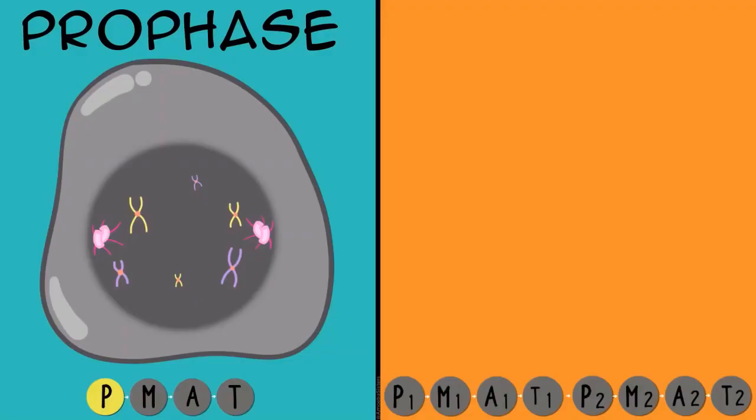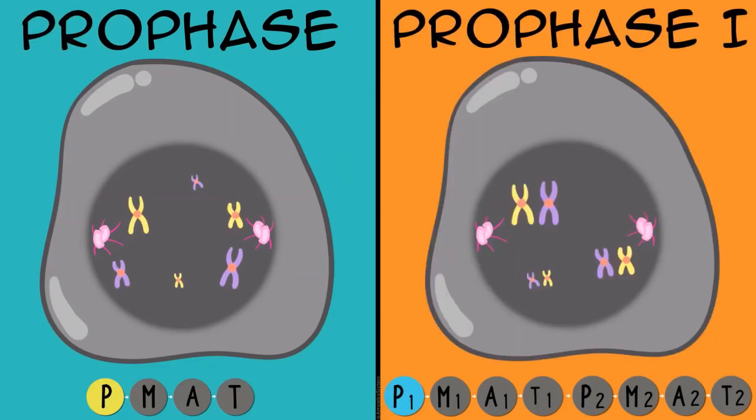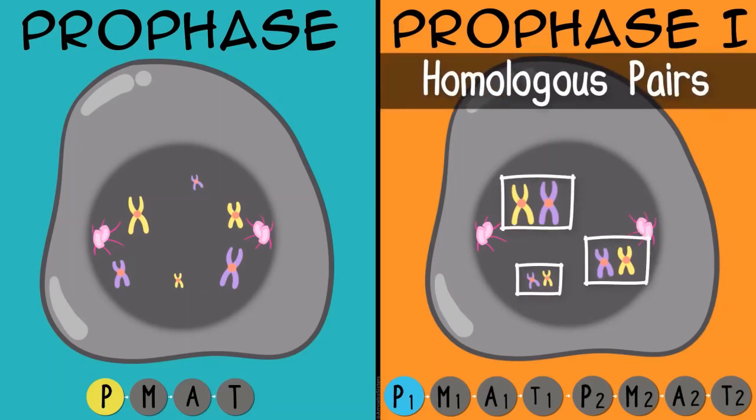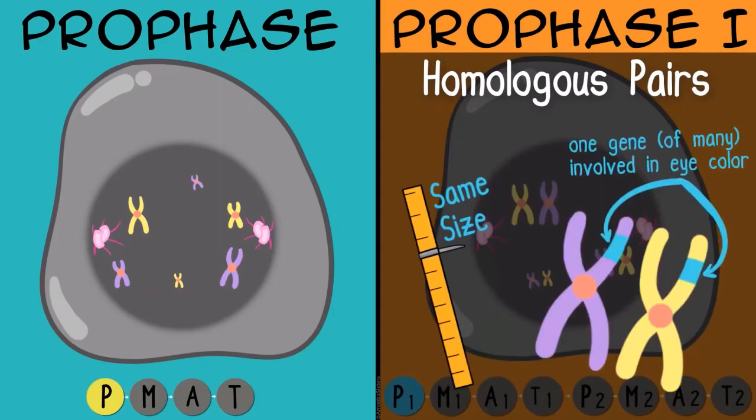Prophase in mitosis. Remember that pro can mean before, and this stage comes before the others. The chromosomes are visible. We say they're condensing, which means they are thickening. Prophase 1 in meiosis. Happening here too, but the chromosomes are actually going to match up with their homologous pairs. The word homologous means that the chromosomes are approximately the same size and they contain the same types of genes in the same locations. With each pair, one came from mom and one came from dad.